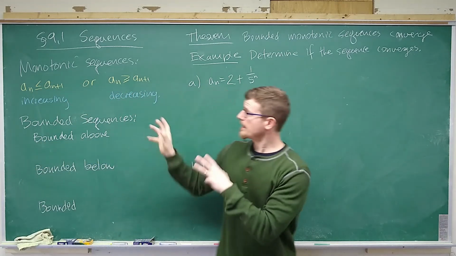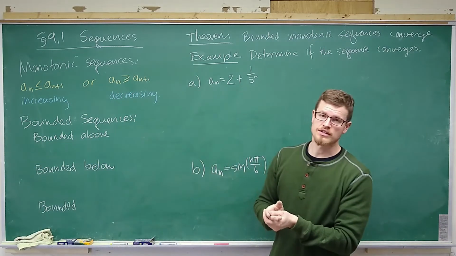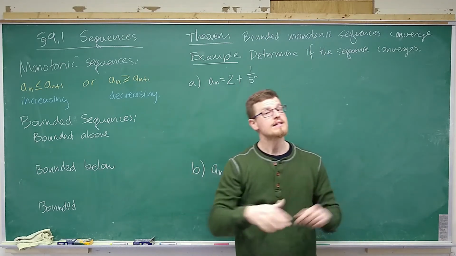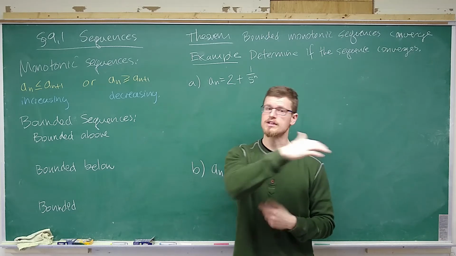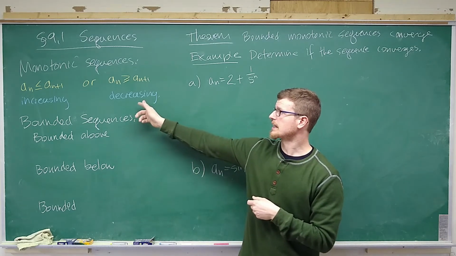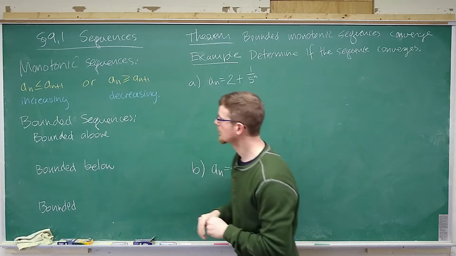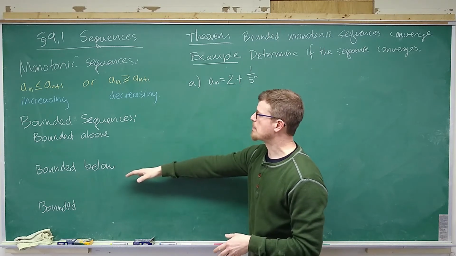All right, so that is what a monotonic sequence is. It's either increasing or decreasing. Technically, if we have a constant sequence, it's both increasing and decreasing because we do allow for equality here. So the next thing we want to talk about is a bounded sequence.